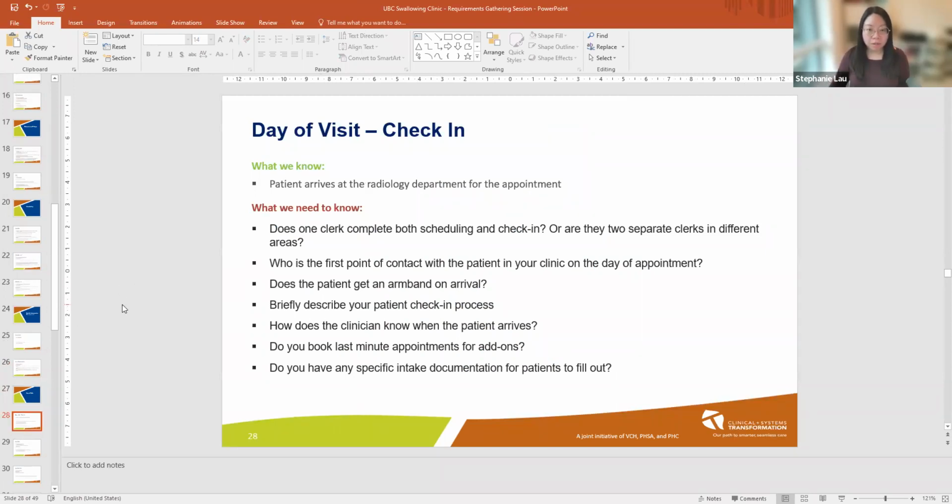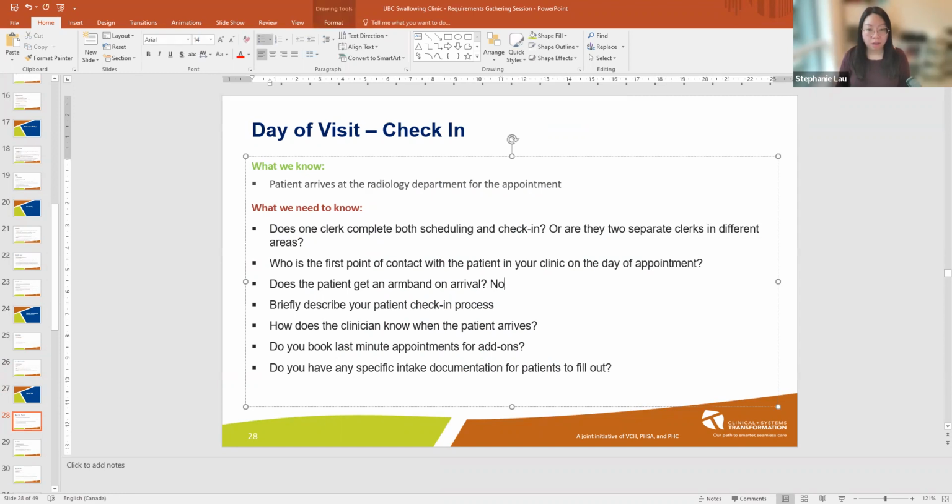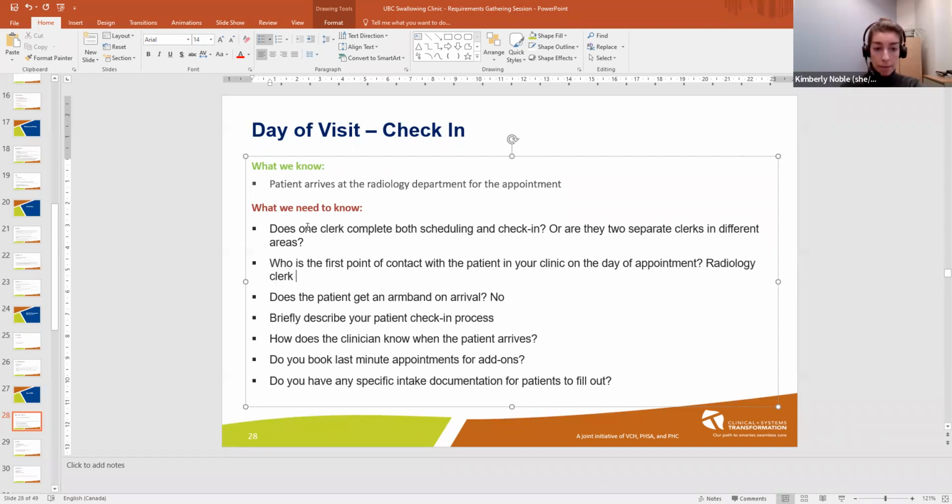All right, just thinking of the day of visit. When the patient comes in, the radiology department checks the patient in. Does the patient get an armband upon arrival? No. Okay. And then in terms of the first point of contact for the patient, it would be the radiology clerk, basically. Correct. Yeah. We know that there's Cheryl, I should say, clinic clerk, and also radiology.